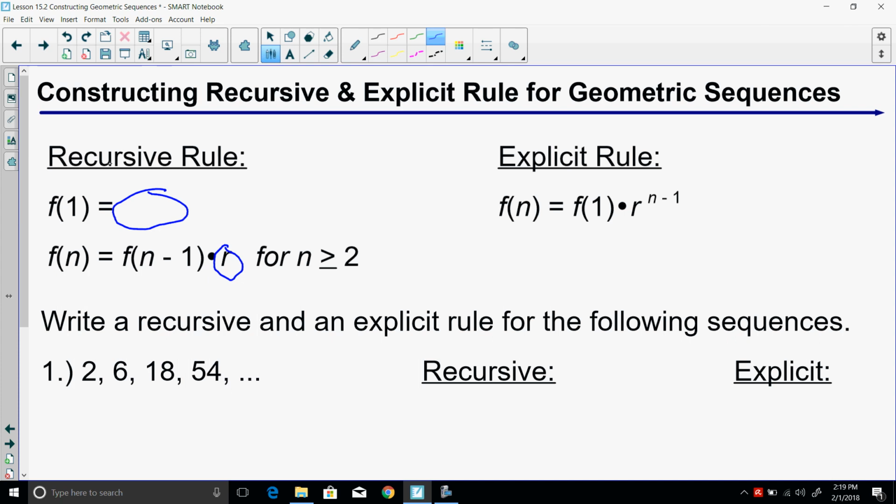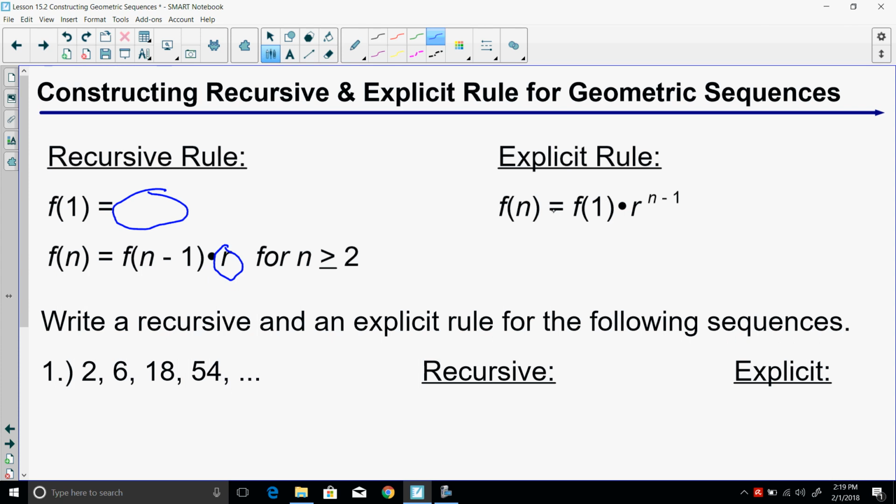So whenever you're writing a recursive rule, you need to fill in what the first term is here, and you need to fill in what the r value is. Everything else stays the same about the rule. Nothing else changes. You will write f of 1, you will write f of n, and you will write all these other things. The only things that you will fill in are this and this, the value of the first term and the common ratio.